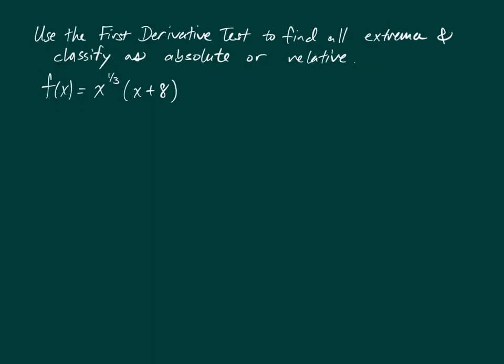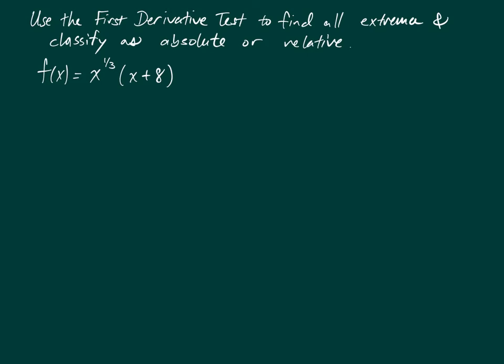So in the first example, I'm going to move this here. Use the first derivative test to find all extrema and classify as absolute or relative. And so in order to do that, we first need to find the intervals on which this function right here is increasing or decreasing. Because we need to know at the critical values, is the derivative going from negative to positive, or is it going from positive to negative, or is there no change? So we need to know this information before we can use the first derivative test. So practicing those first few examples makes sense to help us with the first derivative test.